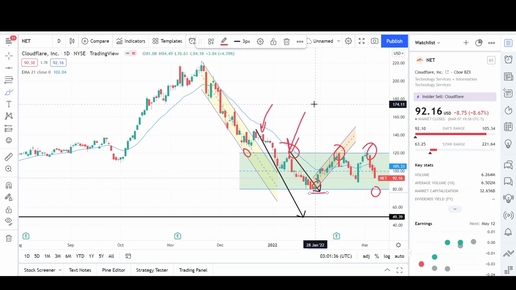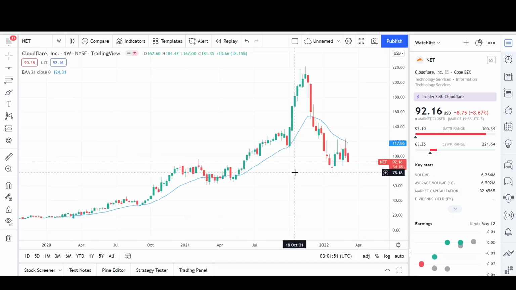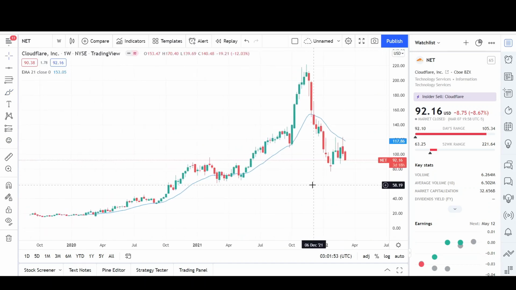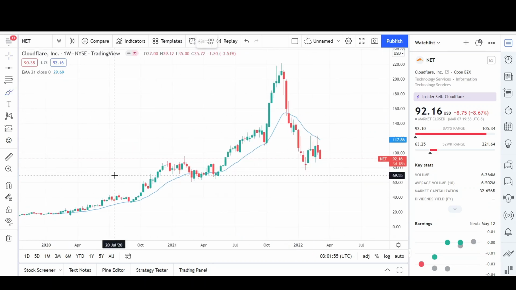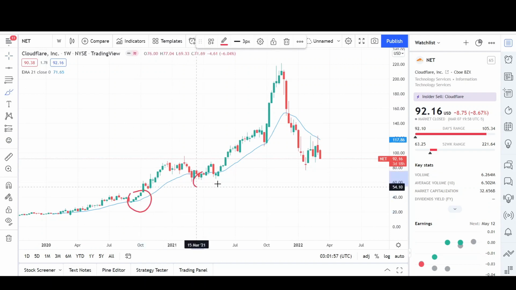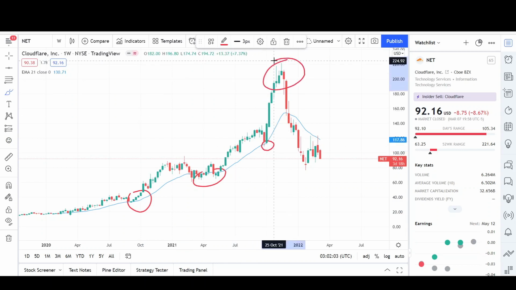So let's go and wrap this up on the weekly chart. Here's the weekly chart for CLOUDFLARE, and you can see that previously prices were being supported by the 21 bar EMA. Every time we came to the EMA, after every pullback, we found some type of support, we continued higher, and then we had a massive bubble form or blow off top.